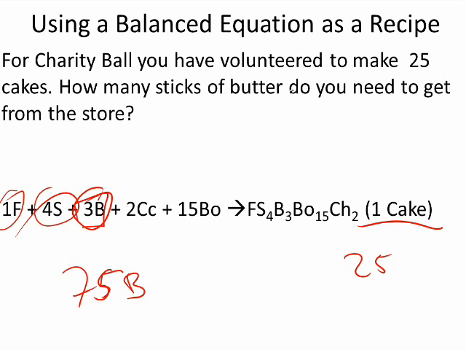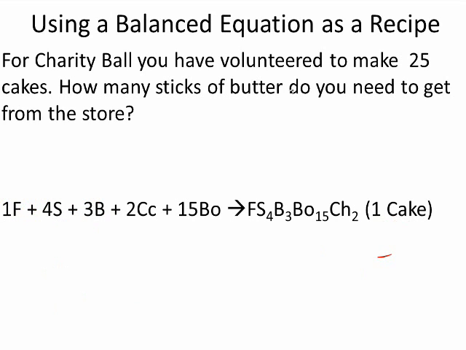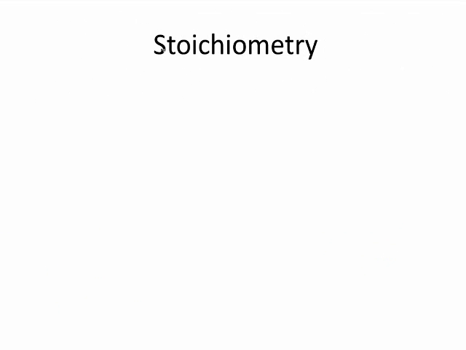So with our balanced equation, we can see exactly what ingredients we need. If we know what we need on one side, we can calculate the other if it's balanced. So this is all stoichiometry. This is a very important chapter. This is important stuff. This is chemistry basically.